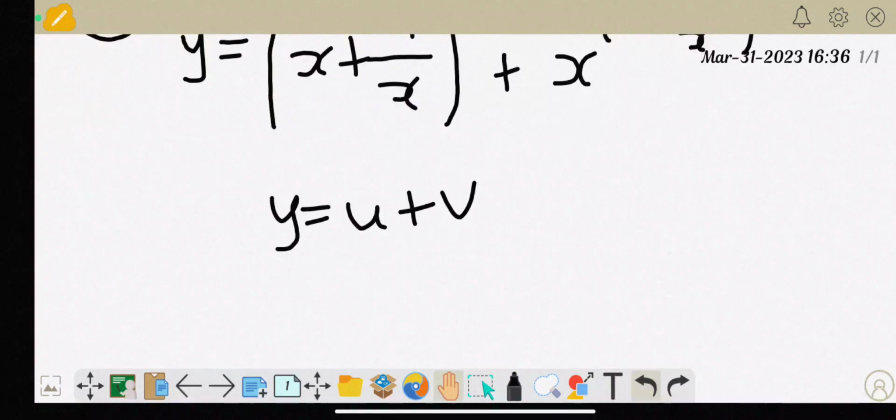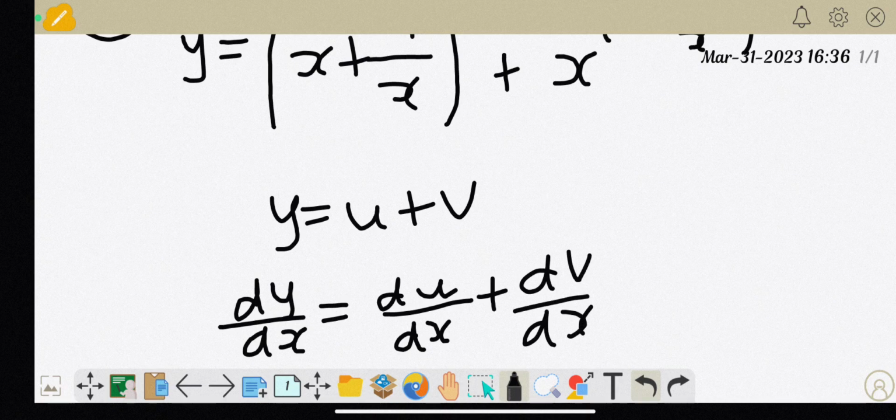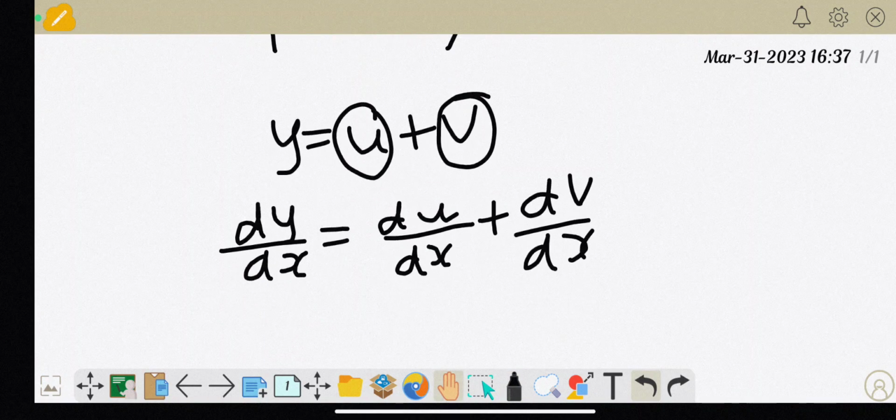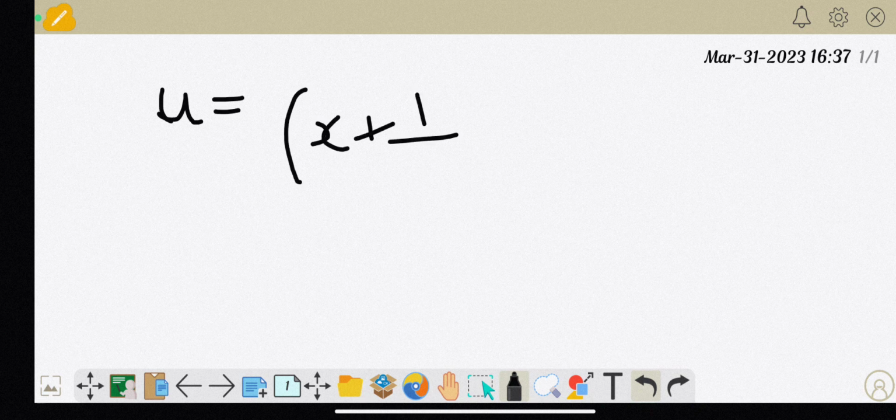And we have to differentiate. So dy by dx is equal to du by dx plus dv by dx, correct? So we have to differentiate u term separately, v term separately, then add it together, correct? So my u is x plus 1 by x to the power x.